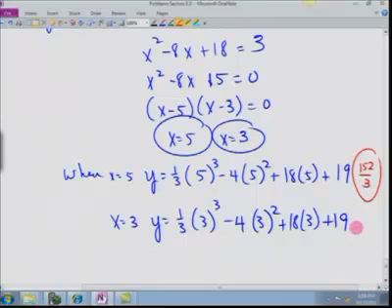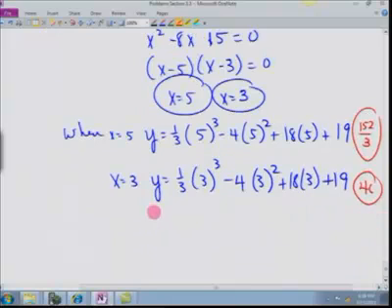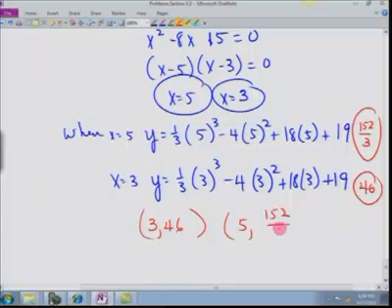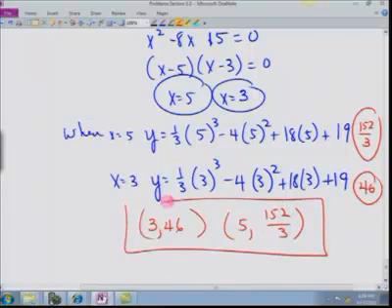And what did you get down here? 46. Okay. So when you would write the answers for this, you'd write it as 2 points, and it would be 3, 46 and 5, 152 over 3. So now when you encounter that problem on your homework, you know what you're supposed to do, right? You find the slope of the parallel line, you find the slope of the tangent, which is the derivative, set them equal, solve for x, and then find out what their corresponding y values are, okay? So I think that does that. Let's see how this record thing.